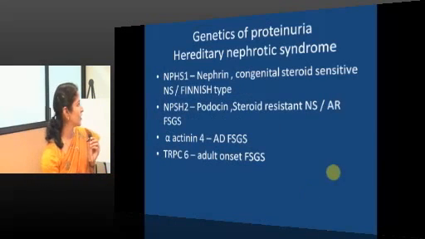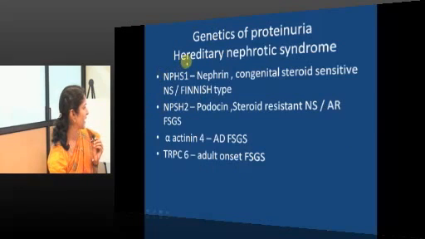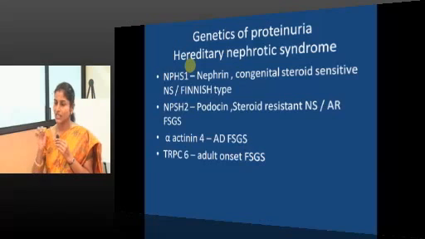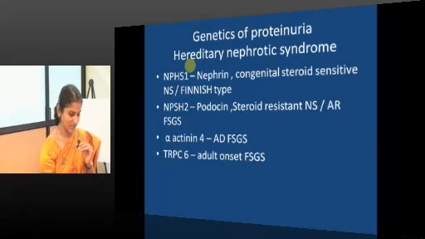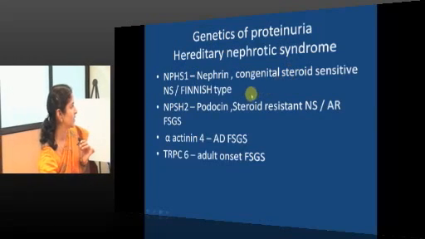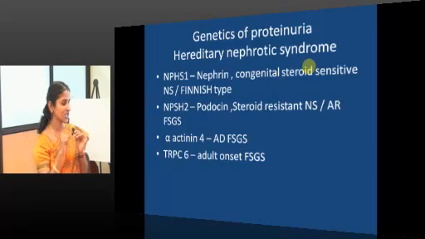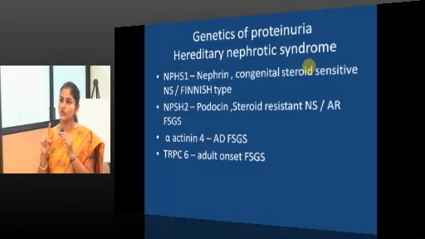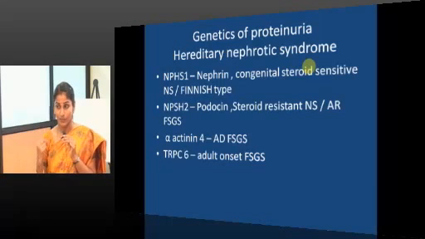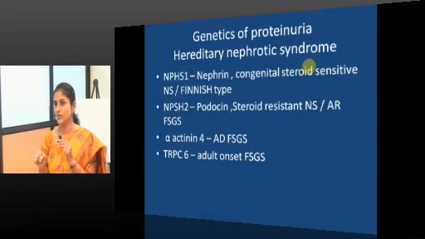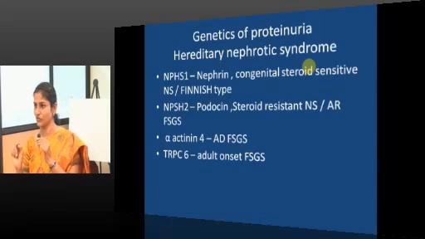So hereditary nephrotic syndrome genetics would be NPHS1, a gene which codes for the protein nephrin, which is the most important part of the slit diaphragm. When that gets mutated, the result will be congenital steroid sensitive nephrotic syndrome, which is called the Finnish type. And NPHS2 is the locus for the second protein called podosin. When that gets mutated, the result will be steroid resistant nephrotic syndrome.